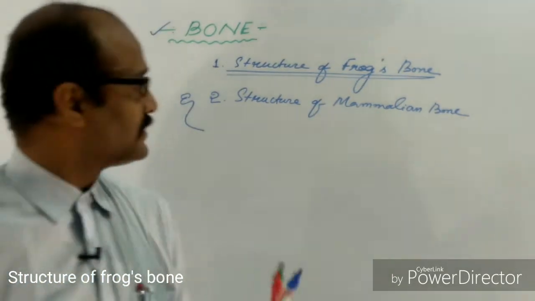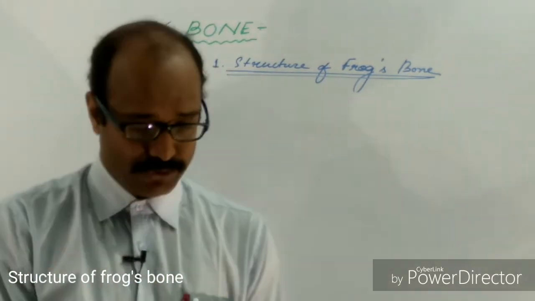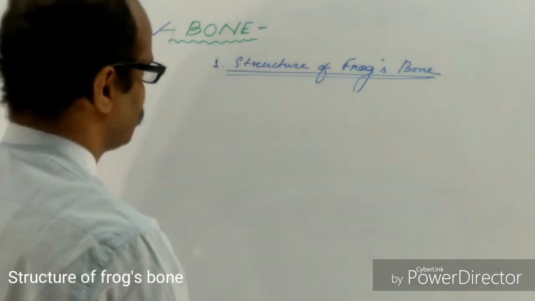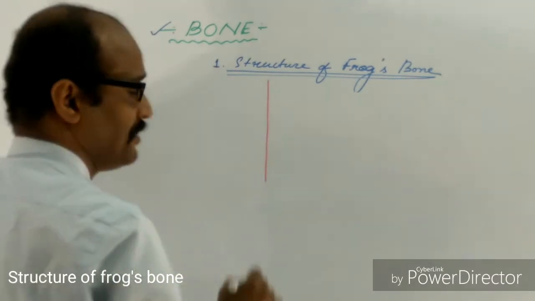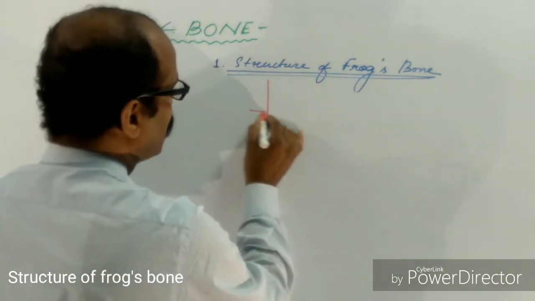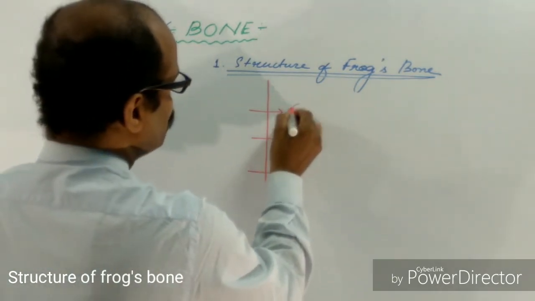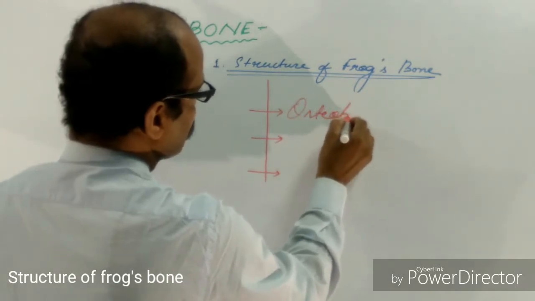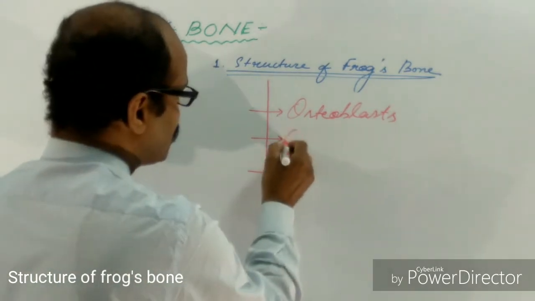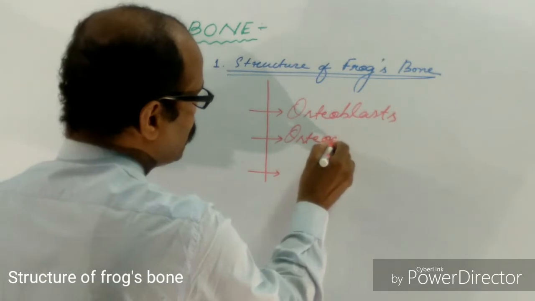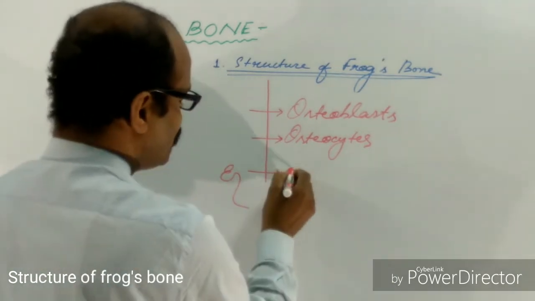In both cases, in mammals or in any other vertebrates, the bones are composed of three types of cells. These cells are osteoblast, another type of bone cell, the mature bone cell, known as the osteocytes, and the last one is the osteoclast.